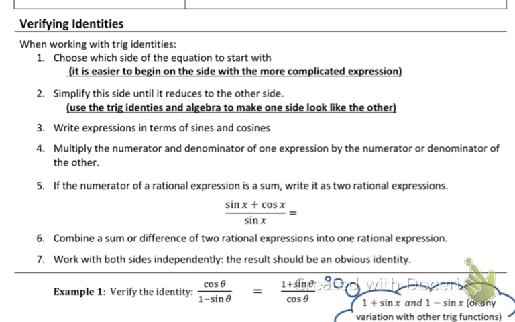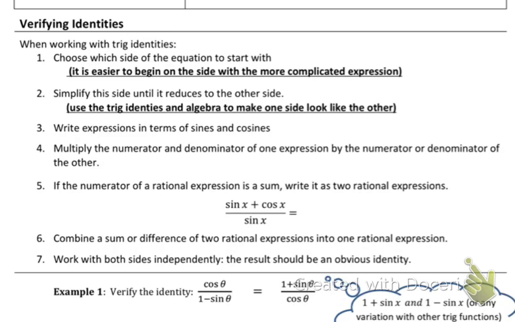We'll talk about that. So 3 says write the expressions in terms of sines and cosines. That's one of the tools you could use. If it doesn't look like that's going to work, you might want to multiply the numerator and denominator of one expression by the numerator or denominator of the other. Generally, that's when we're trying to push stuff together, when I want to have that common denominator. If the numerator of the rational expression is a sum, write it as 2 rational expressions.